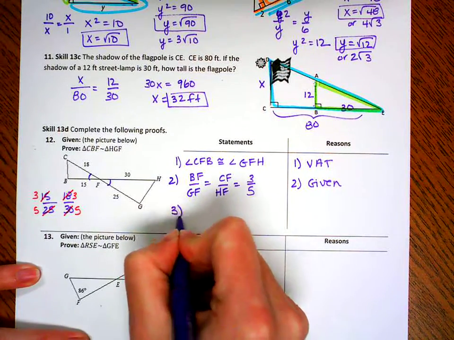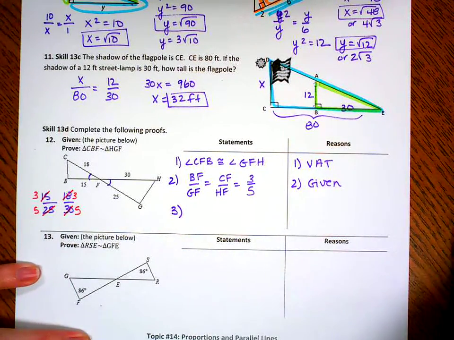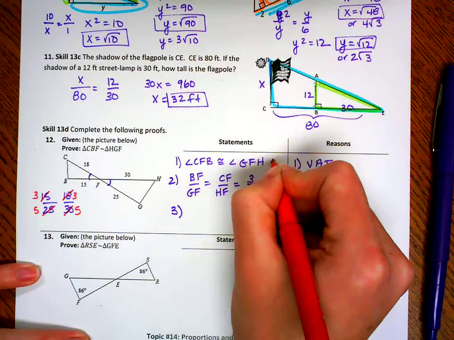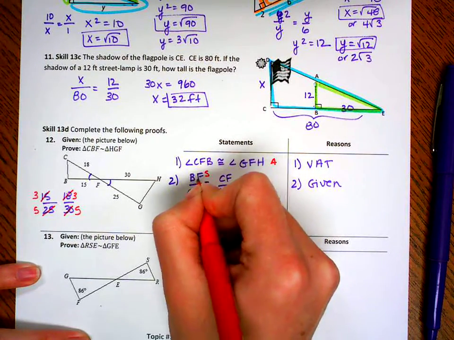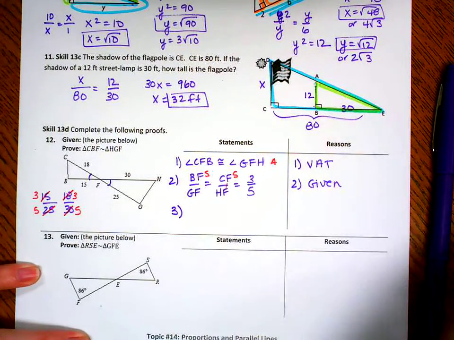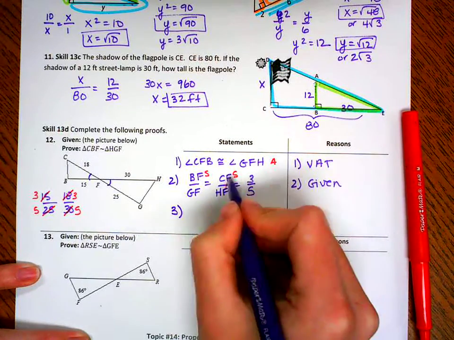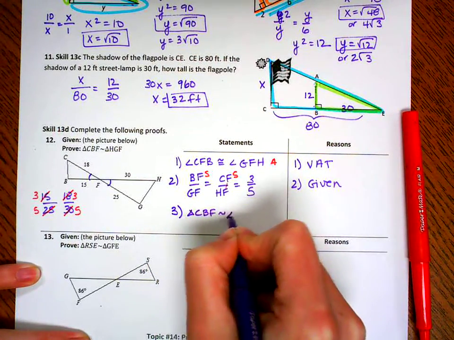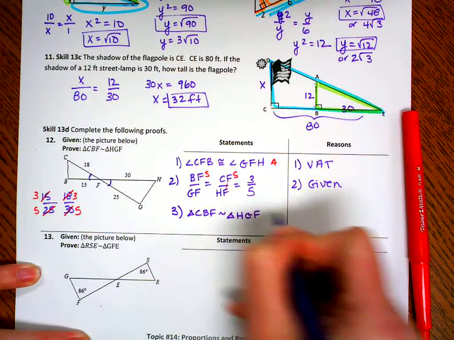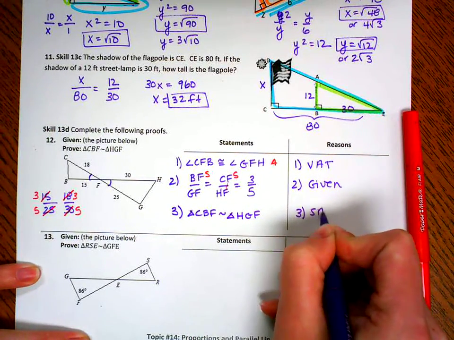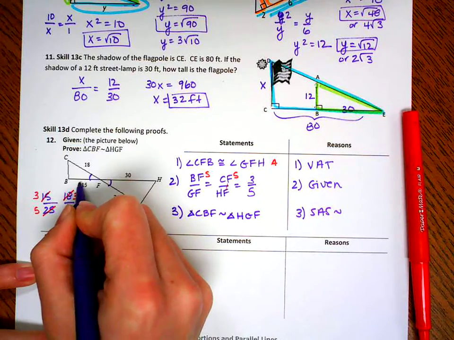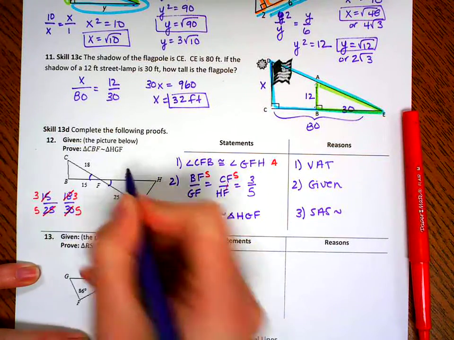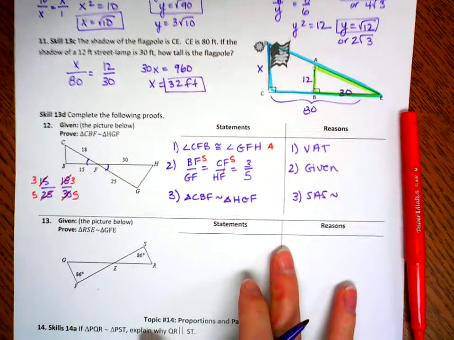Okay, last step. Now I have that one set of angles is congruent. I have 2 sets of sides that are proportional. Okay, so I have my S, my A, and my S. So now I can say that the 2 triangles are similar by SAS similarity. So side included angle side, side included angle side. Okay, well, let's do number 13 now.